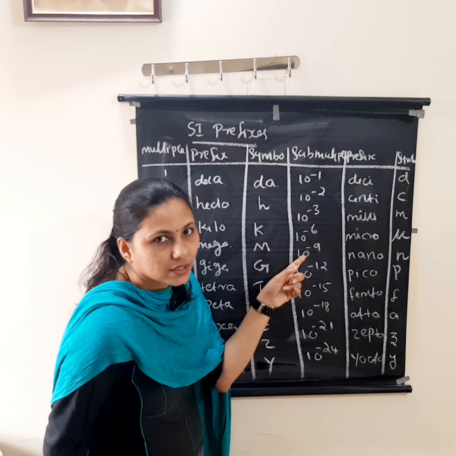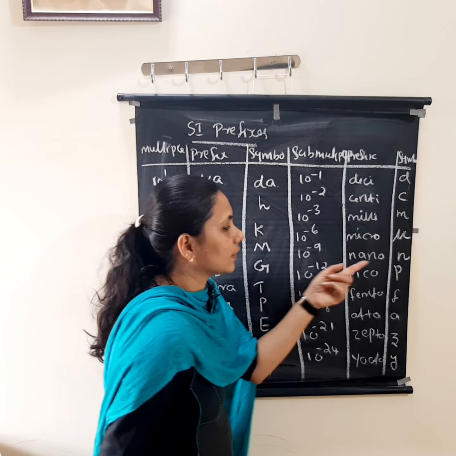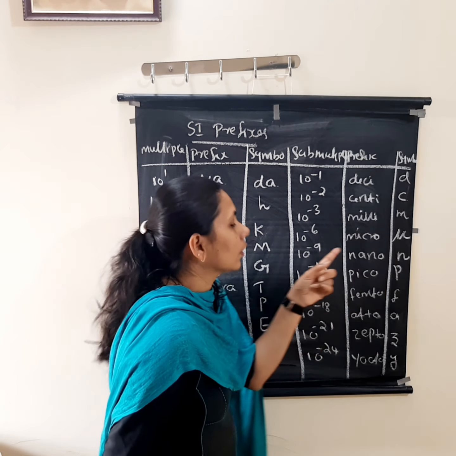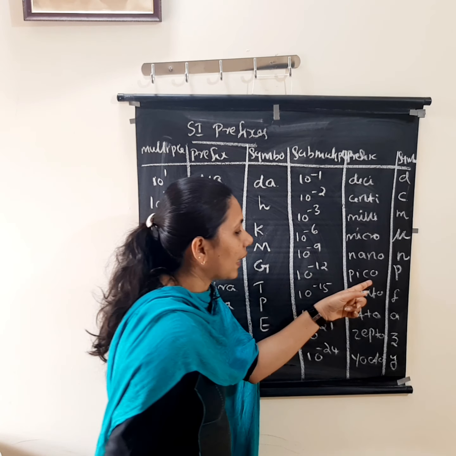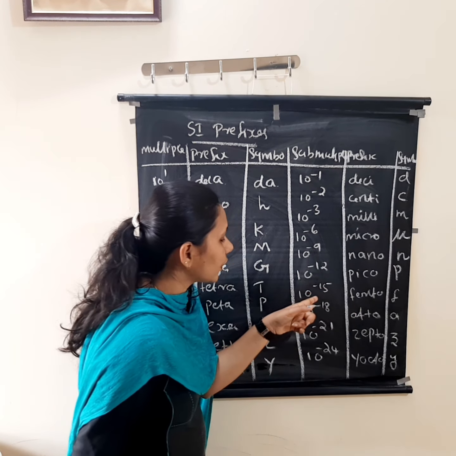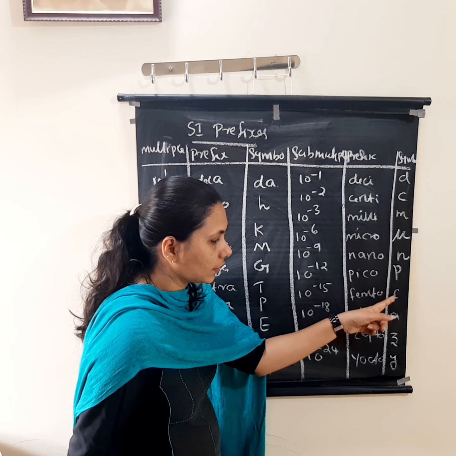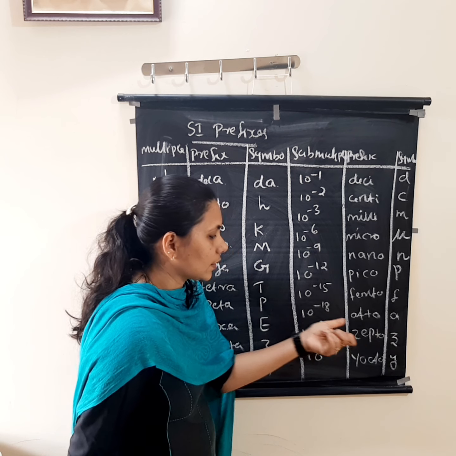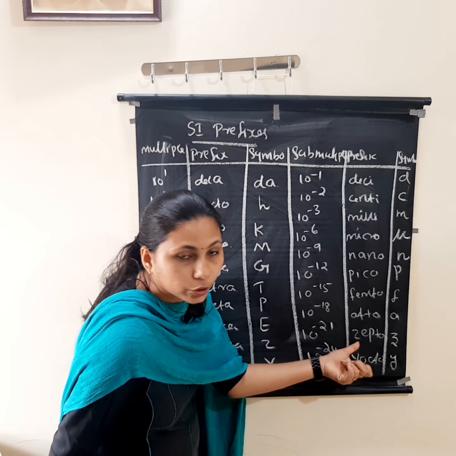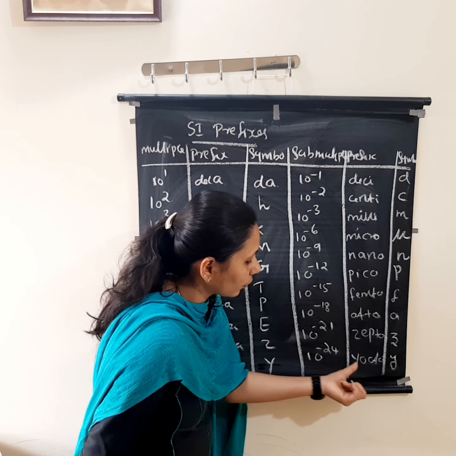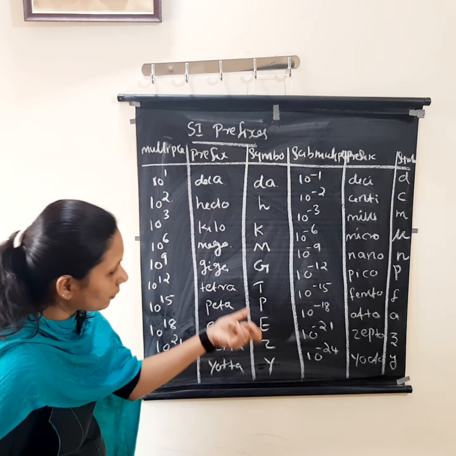10 raised to minus 9, nano. Commonly we will use this nano in problems. Okay. Then 10 raised to minus 12 is equal to pico, that is P. 10 raised to minus 15 is equal to femto, F. Small n, p, f. Okay. 10 raised to minus 18 is equal to atto, A. 10 raised to minus 21 equal to zepto, Z. 10 raised to minus 24 equal to yocto, and Y. These are small letters. Okay. Here it is capital letters.